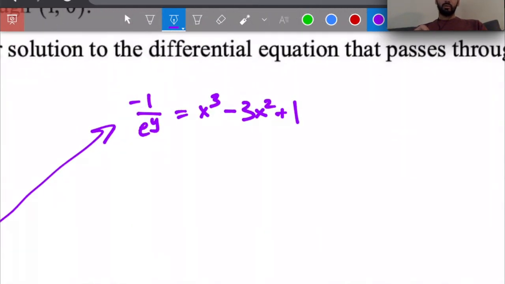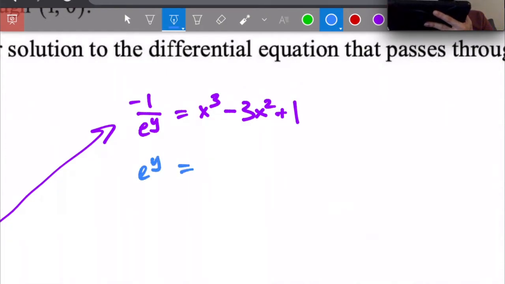And now let's solve this for y. So now that I have an e in here, I might need to apply the natural log somewhere. But I'm going to have to first start by flipping this fraction, making it e to the y. So I flip this, and I'm going to multiply this negative 1 to the other side. So if I flip the left side, I have to flip the right side. So I got negative 1 up here, and then I'll put x cubed minus 3x squared plus 1 right here.